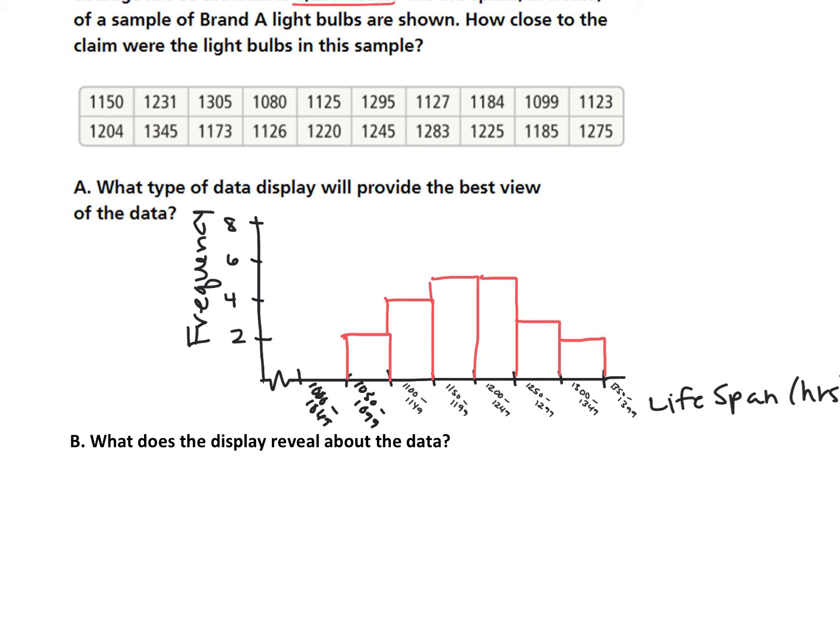So what does the display reveal about the data? The data forms a bell-shaped curve. It is symmetrical. We can see that it goes down on each side. If I were to draw in the curve, this is a bell-shaped curve. Data that has that shape will have a normal distribution.